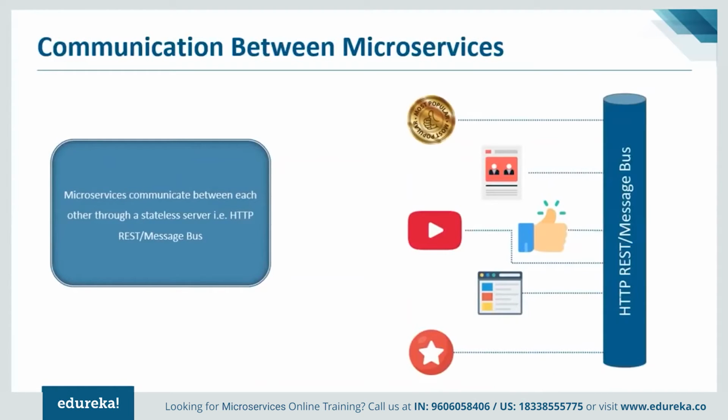Microservices then communicate with each other via stateless servers, either by HTTP or message passing. After microservices communicate within themselves, they have to deploy the static content to a cloud-based storage service that can deliver it directly to the clients via content delivery networks.